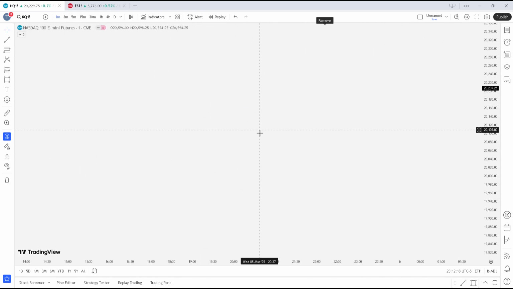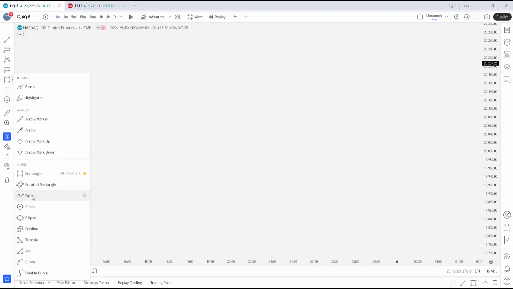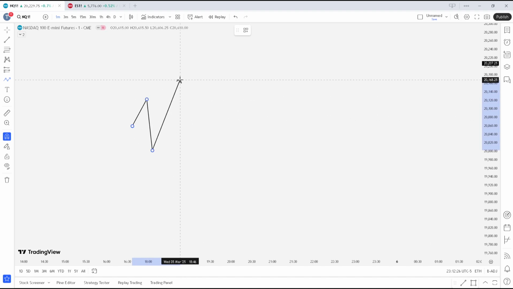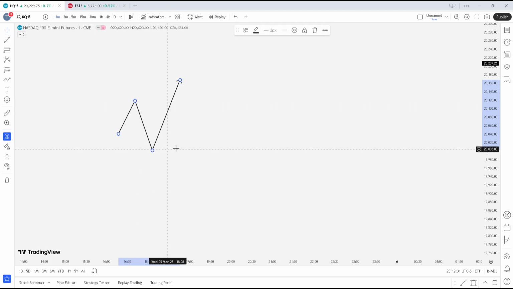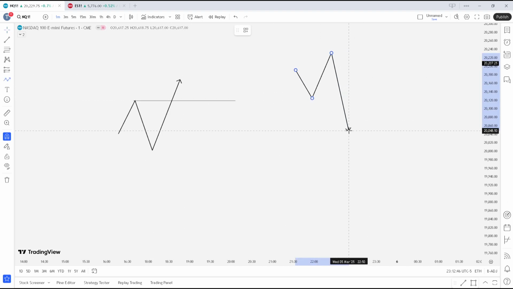Or actually, let me just talk about one last thing. If you have a pattern like this, that would be a bullish breaker. If you have a low, a high, a lower low, and a higher high, then that's your bullish breaker. If you had a high, a low, a higher high, and then a lower low, that's a bearish breaker.